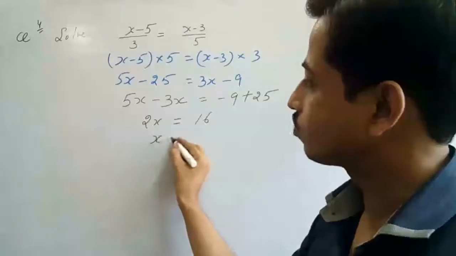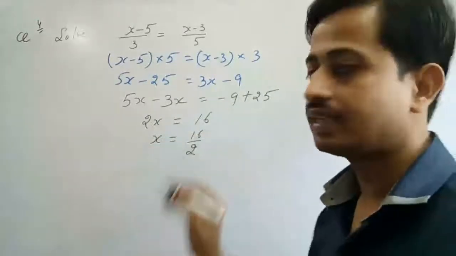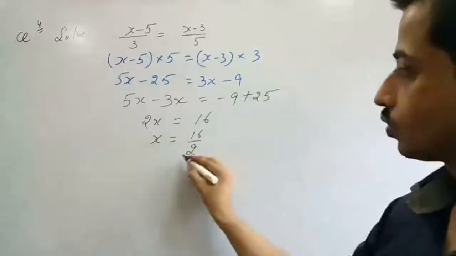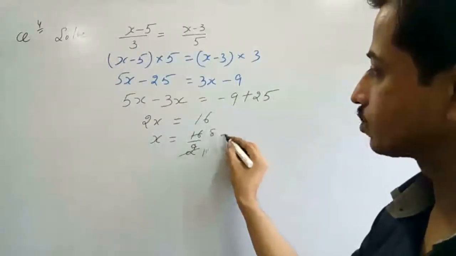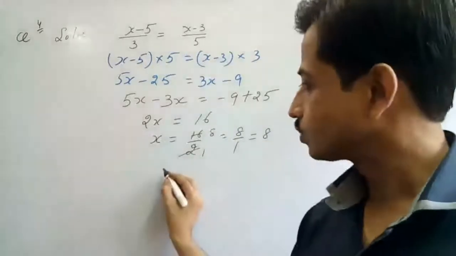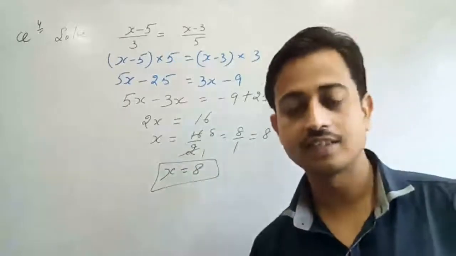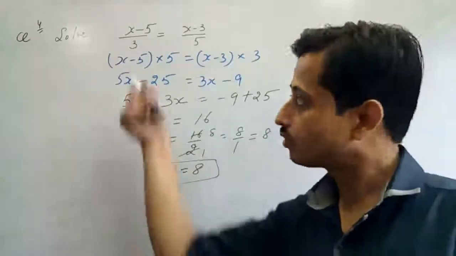Now what's the value of x? We have to take this 2 on the right hand side and it goes to the denominator. So 2 ones are 2, 2 eights are 16. So we get 8 by 1. 8 by 1 is equal to 8. So we get x is equal to 8. It's very simple. Now we have to do verification.